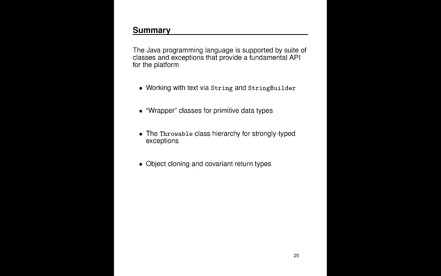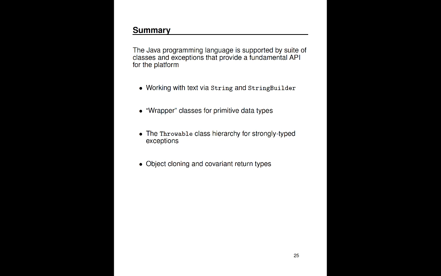So there are a couple key takeaways that I'd like you to get from these slides. Hope you're beginning to see that the Java programming language has a really big suite of classes and exceptions that support the fundamental functions of the language and the platform. So we saw how we could work with text via the string class and the string builder class. We saw the wrapper classes that give you object versions of the primitive types.